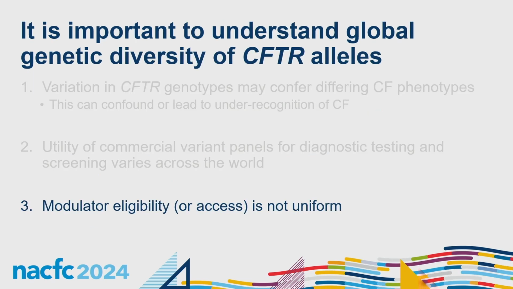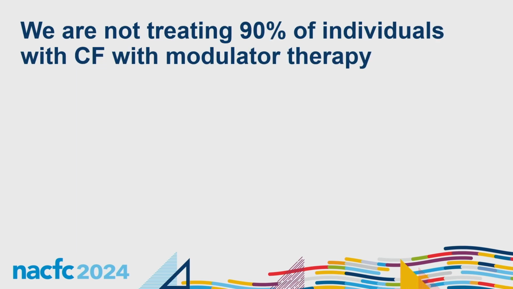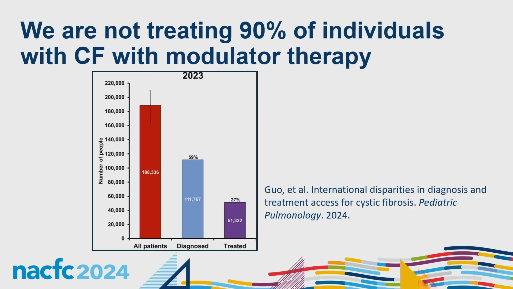Lastly, this is the point I think most of us are very interested in. We know that modulator eligibility is not uniform across the world. And I'm going to get one thing out of the way right here. We are not jumping the gun. We are not treating 85, 90% of individuals with CF with modulator therapy. We're just not. This is data that was put together by Jonathan Guo, who has presented many times over the last few years at this meeting.